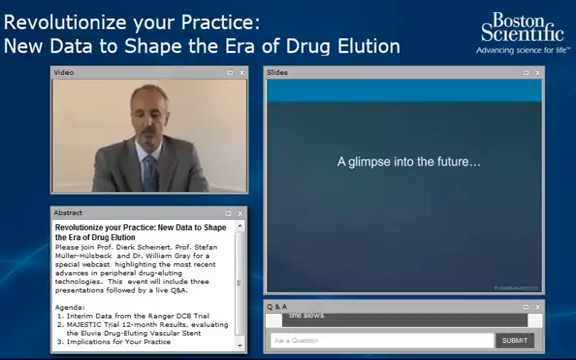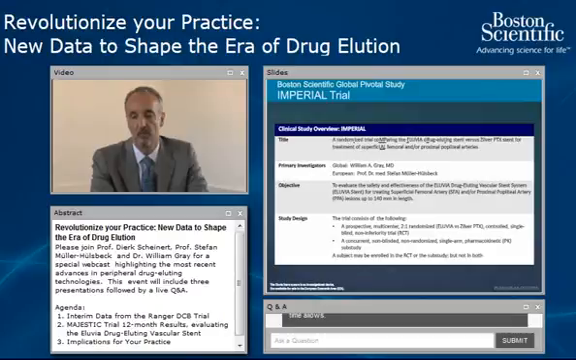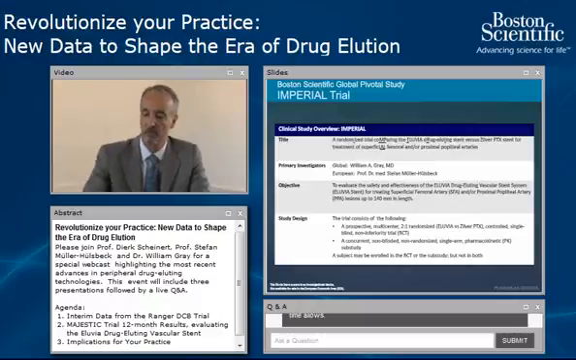So now we have an exciting glimpse into the future. I'd like to talk briefly about the Boston Scientific DES Global Pivotal Study, the Imperial Trial. This is a randomized trial, which will compare the Eluvia drug-eluting stent to a Zilver PTX stent in the treatment of superficial femoral artery and/or popliteal arteries. I'm privileged to be a principal investigator with Dr. Muller-Hosbach, and the objectives of the trial are to demonstrate both the safety and effectiveness of the Eluvia drug-eluting stent, the vascular platform, in treating SFA and popliteal disease in lesions up to 140 millimeters in length.